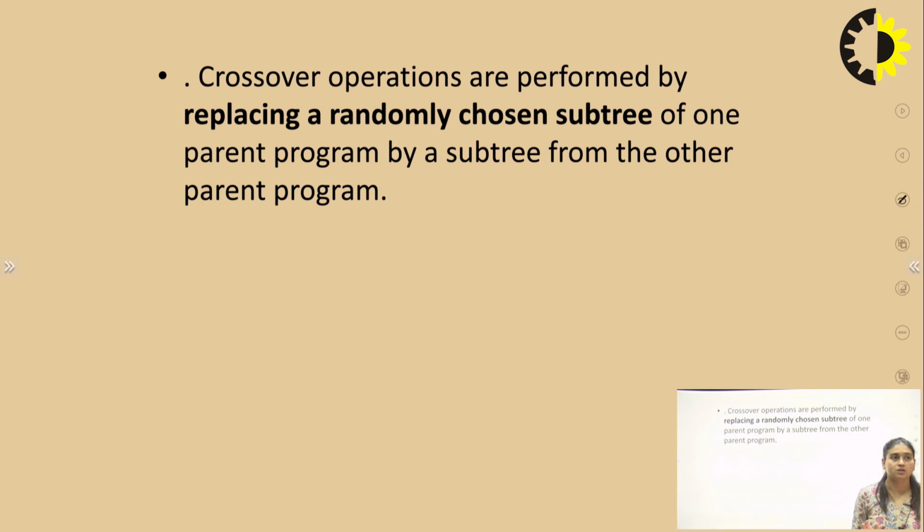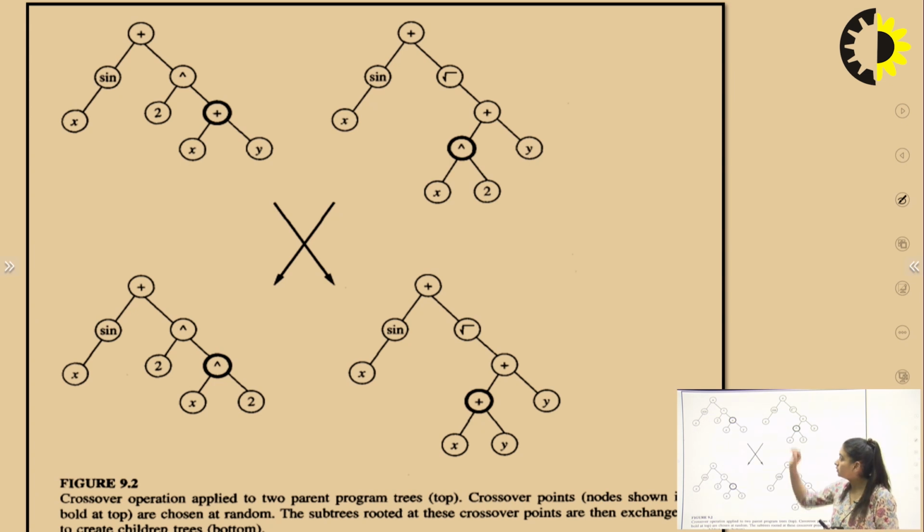Next, the crossover operation is performed by replacing a randomly chosen subtree. So how do we perform the crossover operation here? Let's see. This is a tree, and this is again a tree. Now we can choose any subtree, and we apply the crossover operation to the two parent programs, and we just swap these particular subtrees. So we put this subtree here, and in this particular tree we put this subtree here. So this is a crossover operation. The program is represented in the form of trees, and we apply the same functions here as we perform in GA.